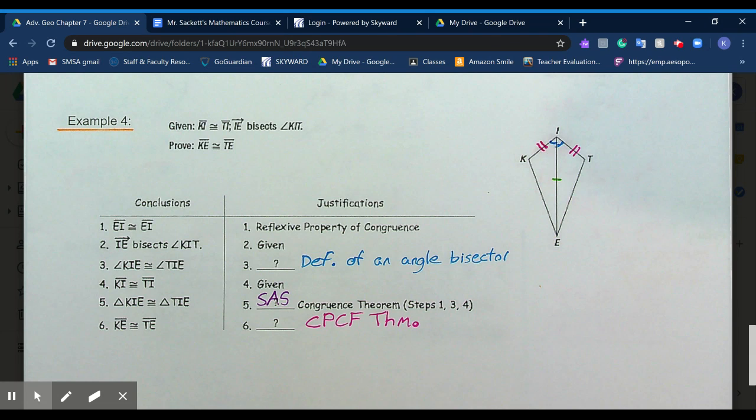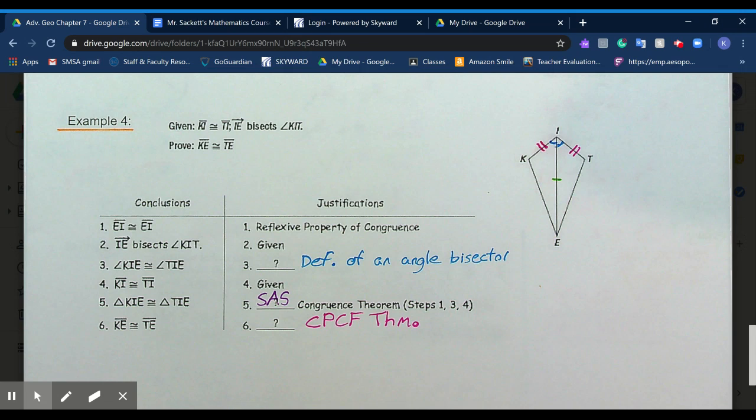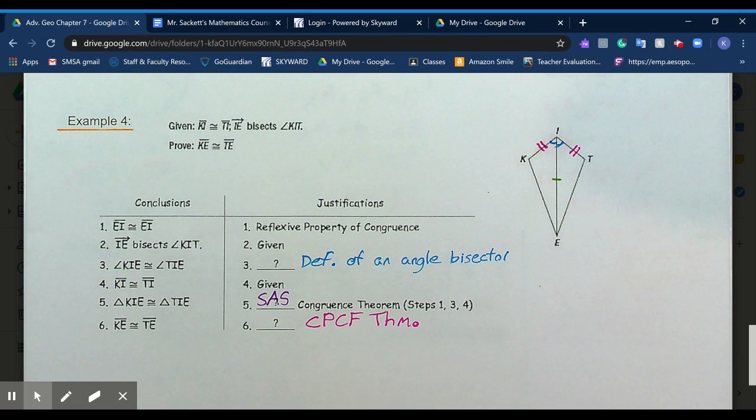So the first thing, which is weird that I began with this, in this case, I would not do it this way. I would flip these two steps so that we would always begin with the given. So I would start this with IE bisects angle KIT and flip that to step 1. Then step 2, we could use the reflexive property of congruence, saying segment EI or IE is congruent to itself. In that case, now we know that IE is congruent to itself.